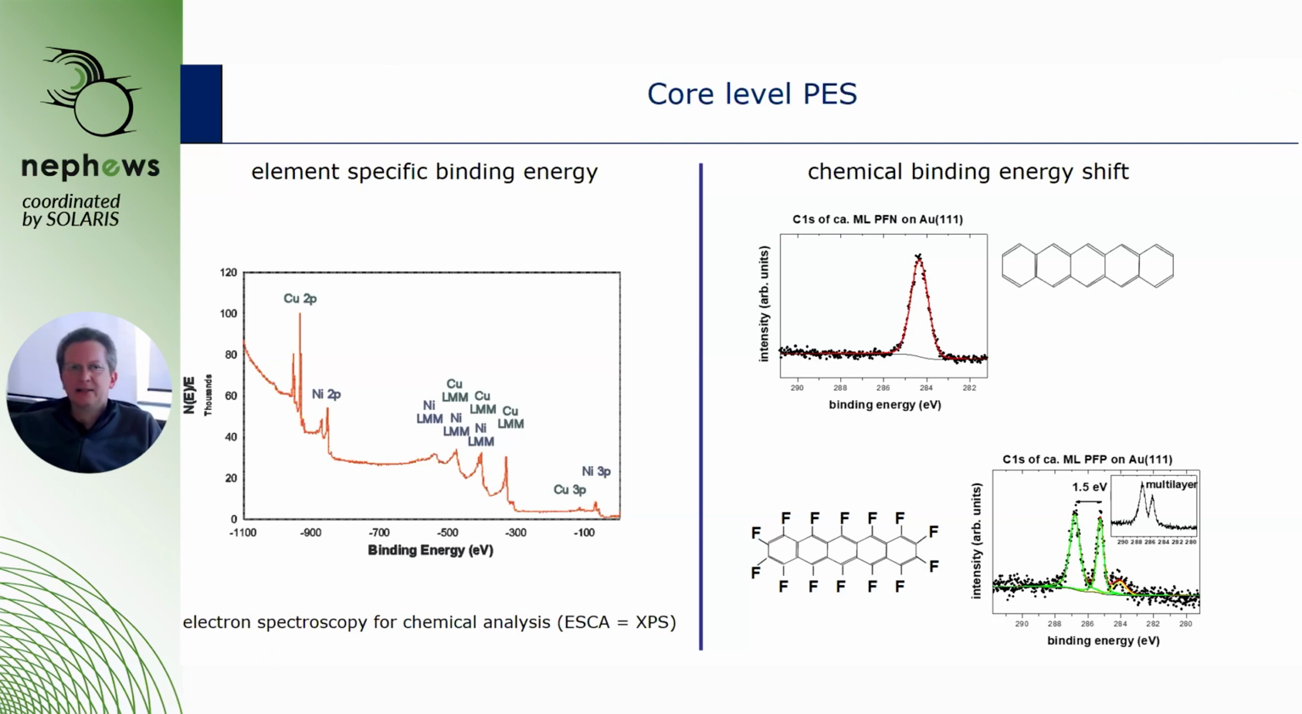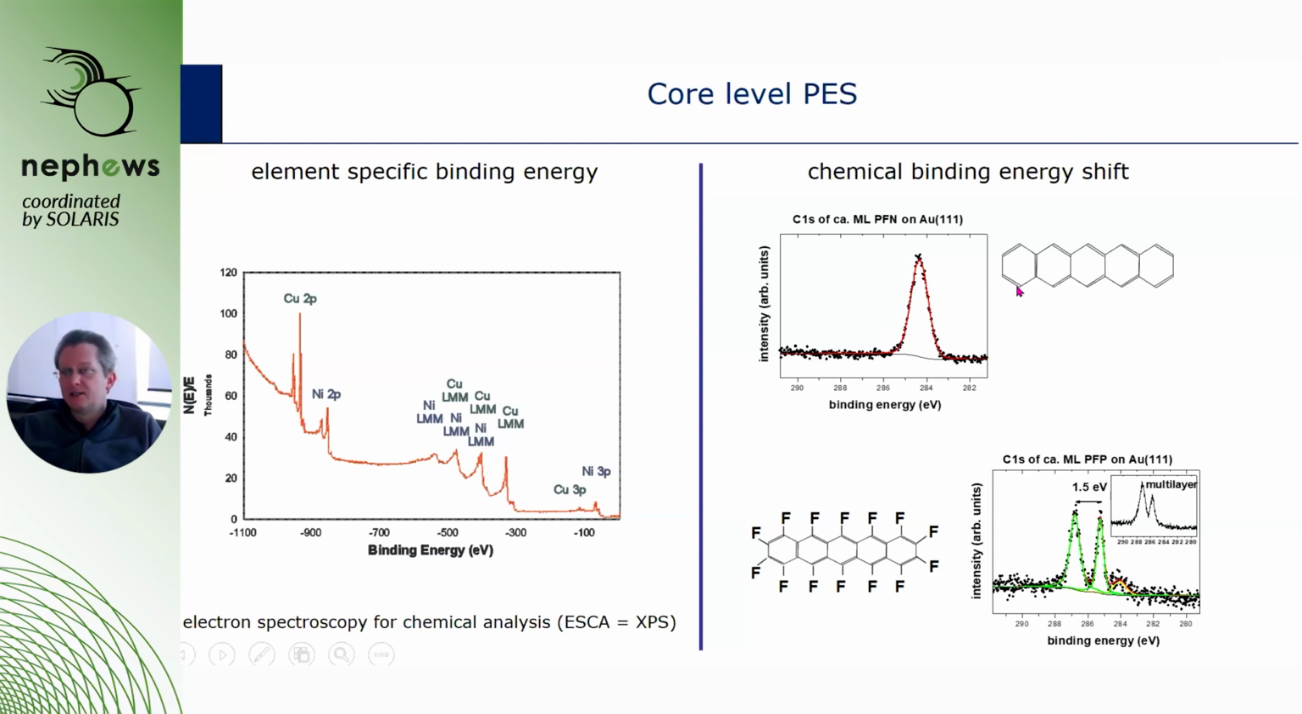Now, once you have identified an element, you can zoom into one of the core levels that you have recorded and look in more detail at whether you have only one type of this particular element present or different types of that element within a material. Here's an example of a monolayer of the molecule pentacene, a pure hydrocarbon. When we look at the carbon 1s core level of a molecular layer on the gold surface, we see only one symmetric peak, meaning we have only one type of carbon in that molecule, and that is quite obvious.